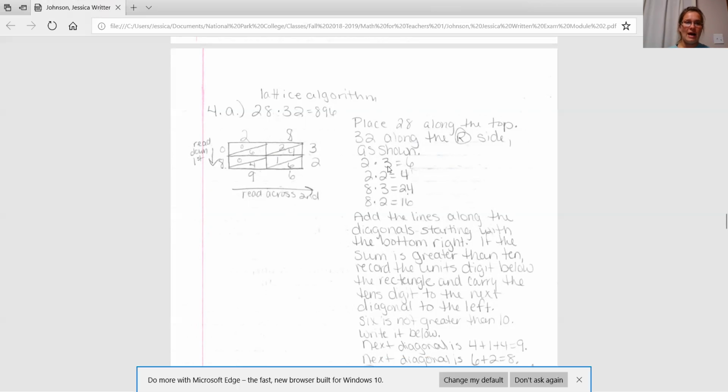And then you're going to add the diagonals. So we have 6 right here. 4 plus 1 plus 4 equals 9. 2 plus 6 plus 0 equals 8. And if you want to, you can add the 0 over here. And then you're going to read on the left side from top to bottom, and then on the bottom side from left to right. And that is your answer. How cool is that? So 28 times 32 equals 896.